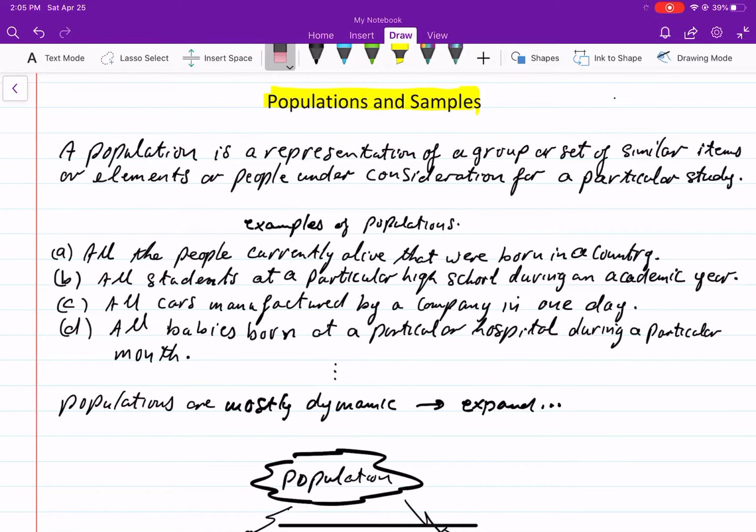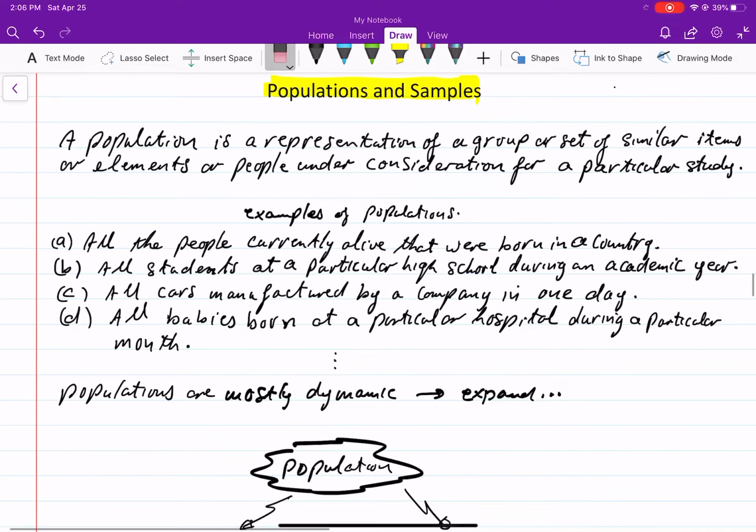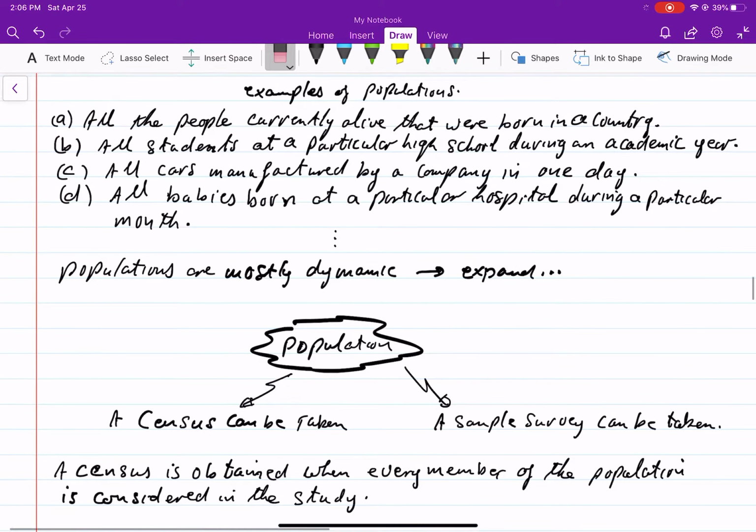Populations and samples. We're going to start with that. A population is a representation of a group or set of similar items or elements or people under consideration for a particular study. I've listed several examples of populations here. All the people currently alive that were born in a country, that's a population. That's actually a population of people, but then it doesn't have to be about people.